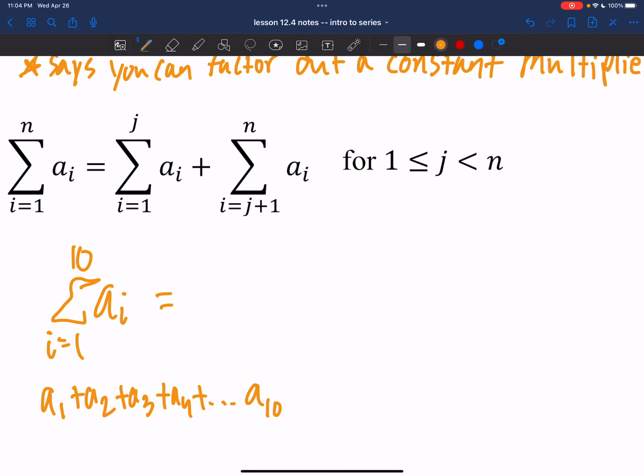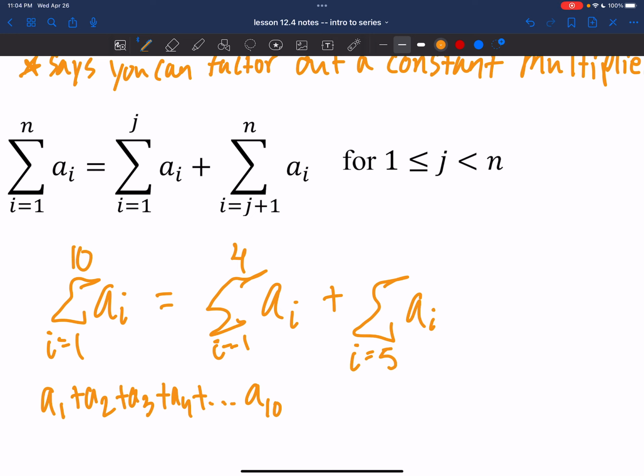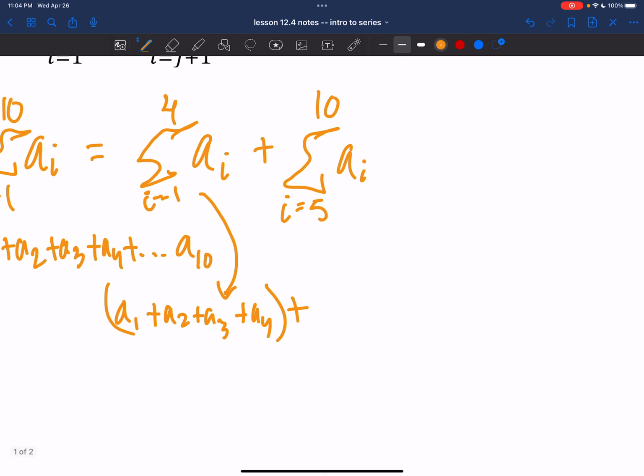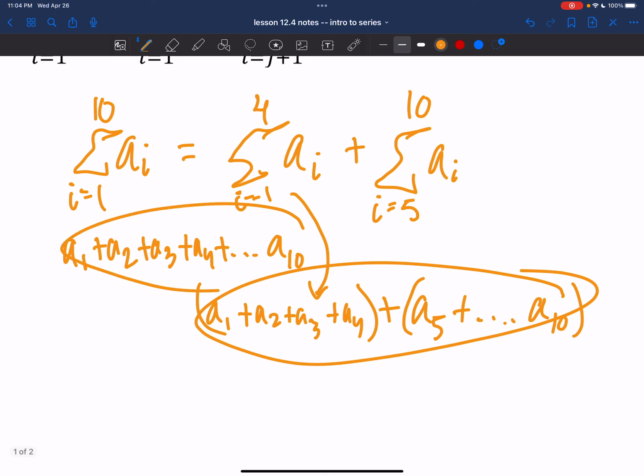Well, you can split that up. You could say that this is the sum of a sub i from i equals 1 to 4 plus a sub i where i equals 5 to 10. And you might say, well, why does this work, right? Well, the first sum I wrote there is the index i from 1 to 4. So it's a sub 1 plus a sub 2 plus a sub 3 plus a sub 4. That's that term. Plus, this other series just starts at 5. So it's a sub 5 plus ... up to a sub 10, which this whole thing is essentially equal to this.